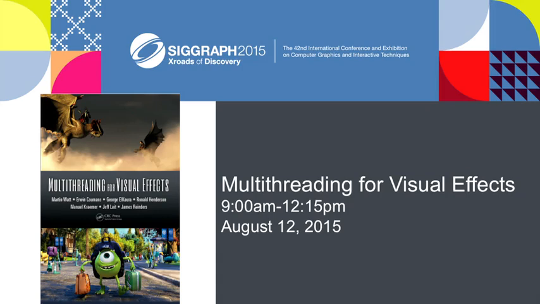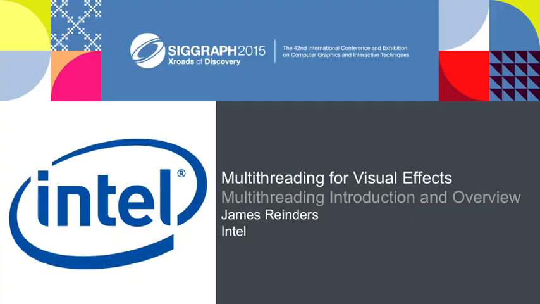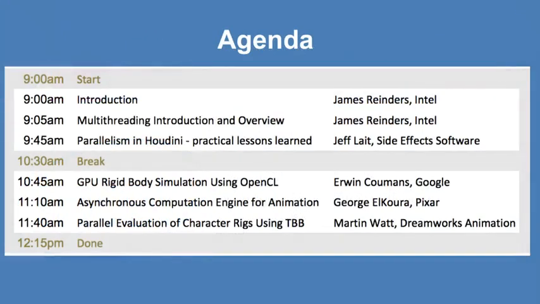I think you'll see some very exciting different presenters today. We actually have 5 of us presenting. I'm going to start with an introduction to multithreading, kind of set the stage. My name's James Renders. I work at Intel up in Portland, Oregon.